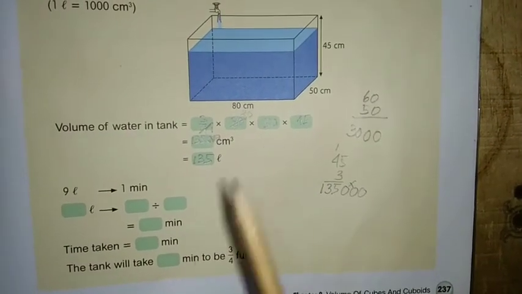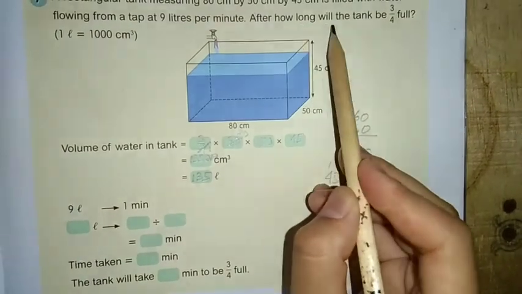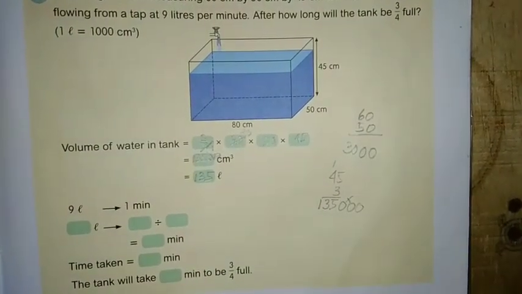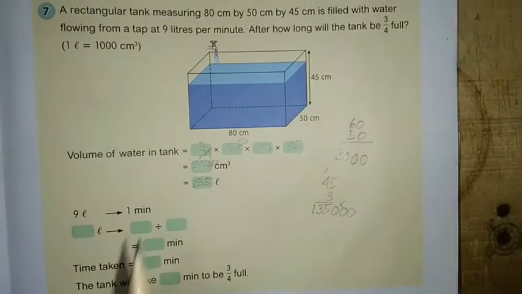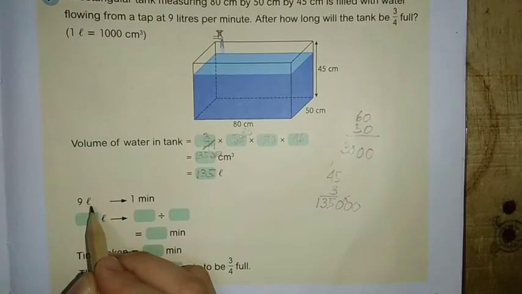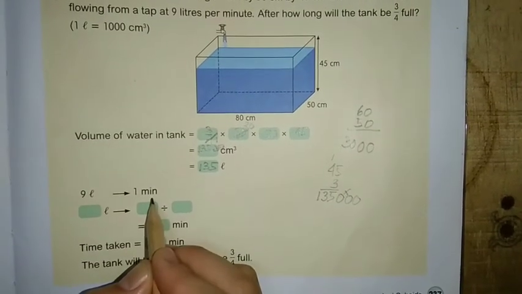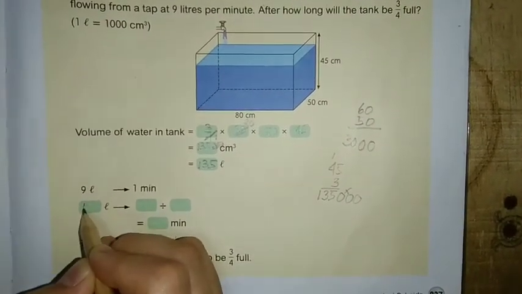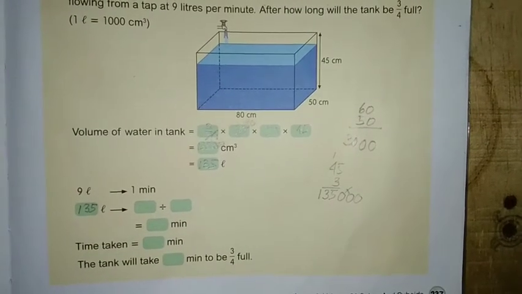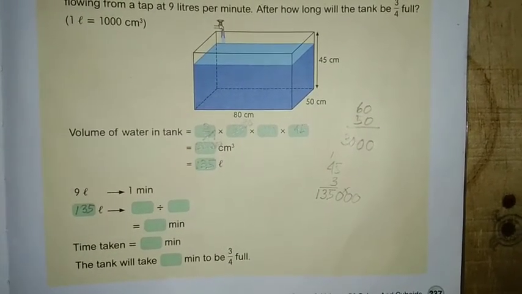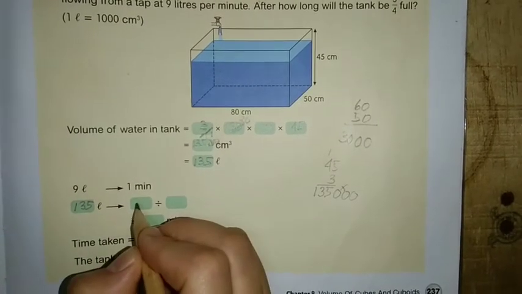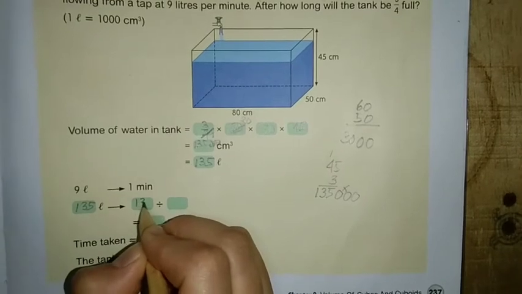Okay, the question: how long will the tank be 3/4 full? The debit of the water just now is 9 liter per minute. It means 9 liter of water will be flowing in 1 minute. So 135 liter, how many minutes does it take to reach this volume? Okay, so we will find the time.